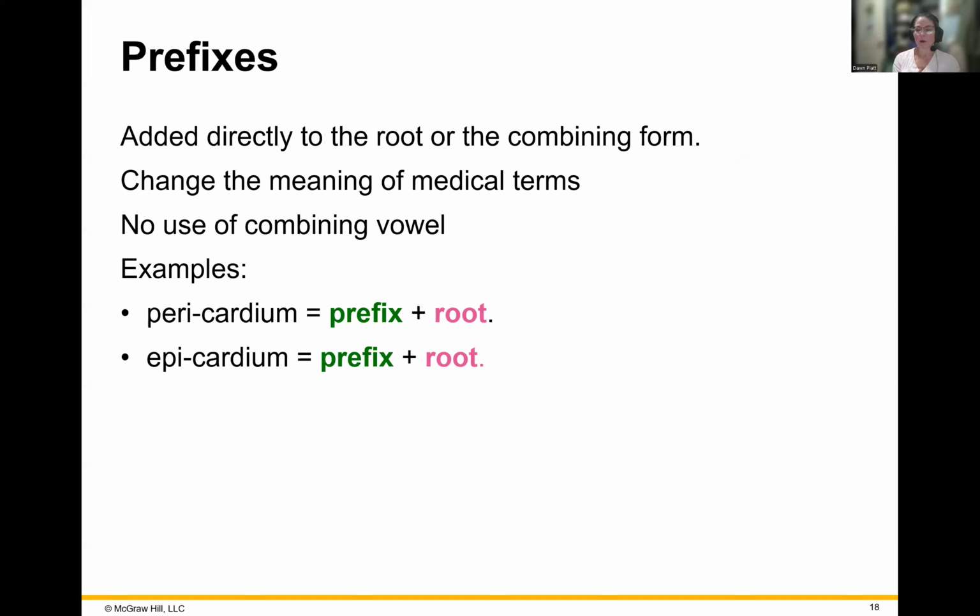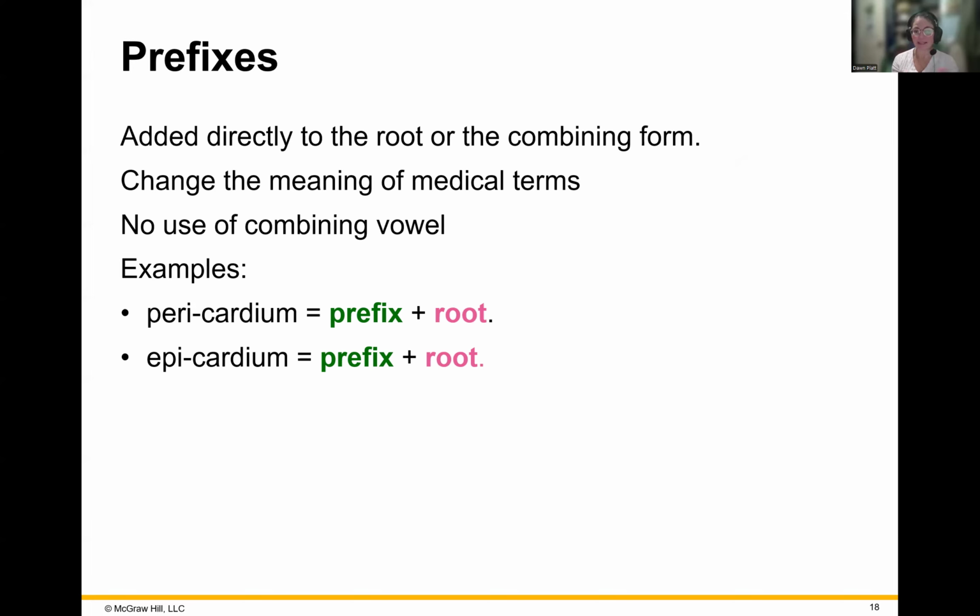Again, we've talked about root words and combining forms. That's the base definition of the term. The root word or combining form can come anywhere in the term: beginning, middle, and end. Suffixes are always going to come at the end. Prefixes are always going to come at the beginning. So you can see here that prefixes are identified as green. The example we have is pericardium. Peri is the prefix. Cardi is the root word.